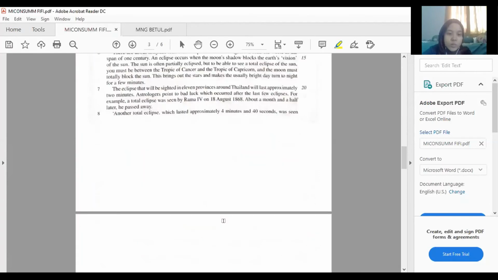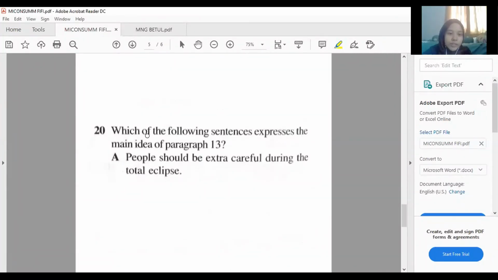Okay, so the second question will be question number 20. Which of the following sentences expresses the main idea? This question asks for the main idea of paragraph 13. So highlight the main idea in paragraph 13. All right, so read the questions carefully.